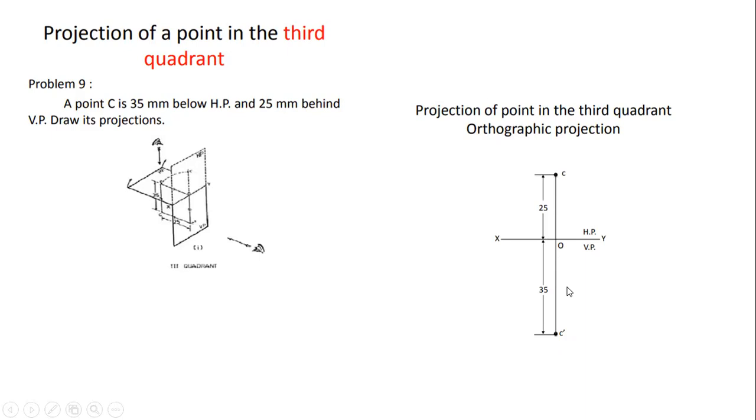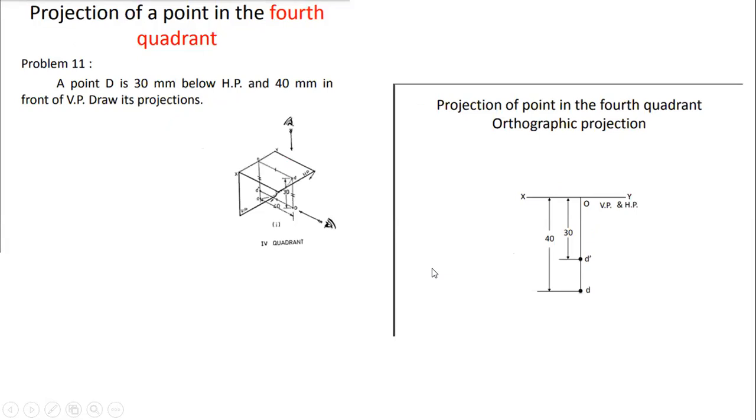Another simpler difference we can tell here. In first angle projection, front view is above the XY line, top view is below the XY line. But here, please remember, in third angle projection, front view is located below the XY line and top view is located above the XY line, the reference line. So this is the slight interchange between the first angle and third quadrant.